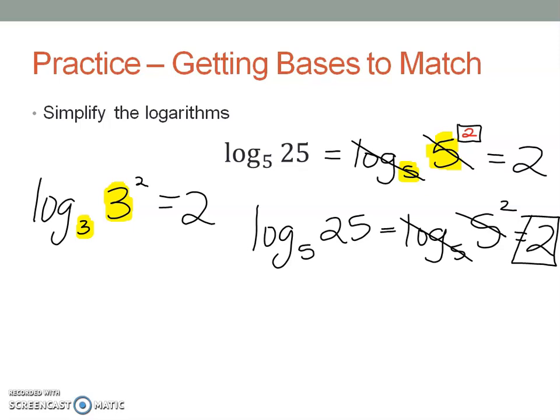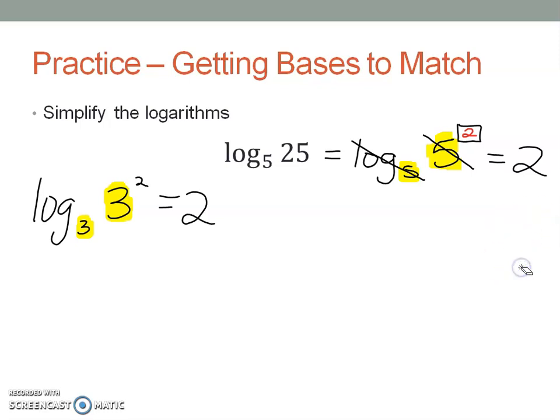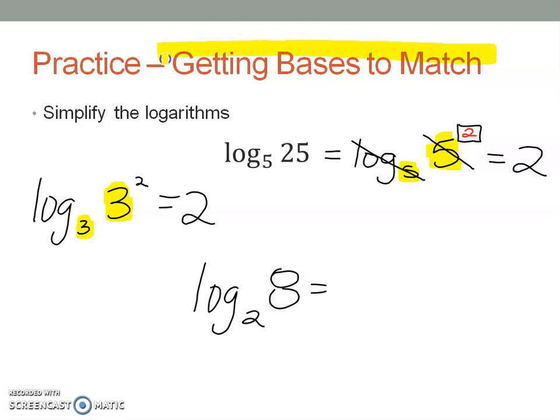Okay? Another one. Let's say I asked you guys log base 2 of 8. Okay? Log base 2 of 8. The whole point of this is their bases have to match. So we have to get their bases to match. Okay? So if I look down here, this has a base of 2, which means when I rewrite this, I'm going to have a log base 2, and I know that that number has to be a 2.